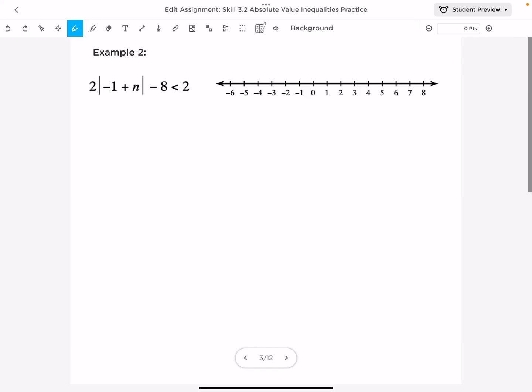Okay, this is example 2 for skill 3-2. Similar problem as example 1. You'll notice though that in this case, we have a less than sign and we don't have a negative.